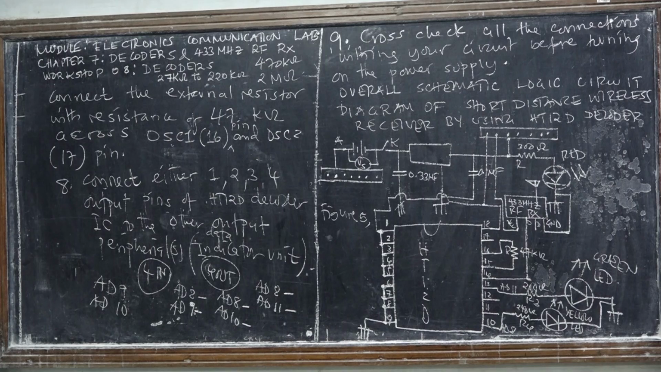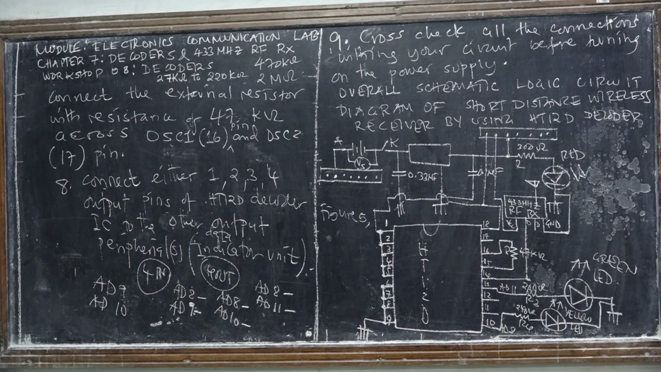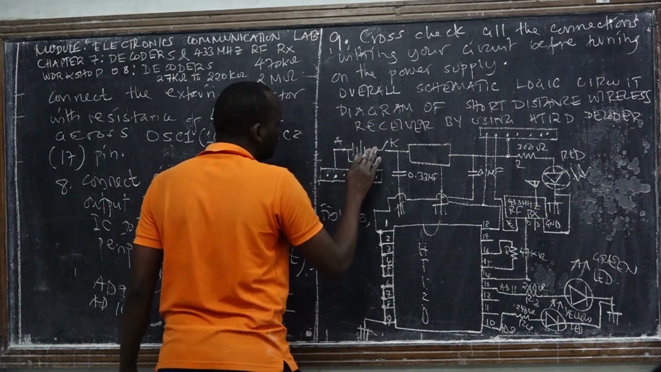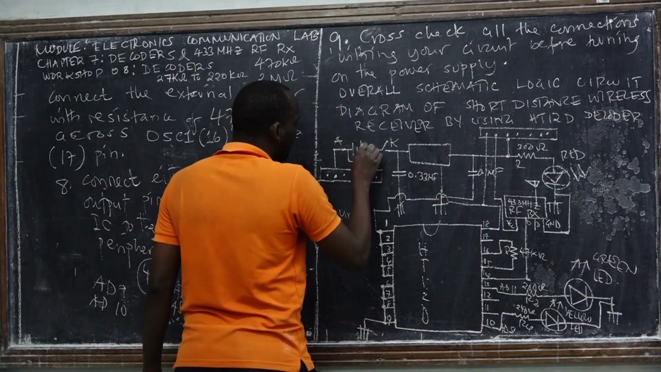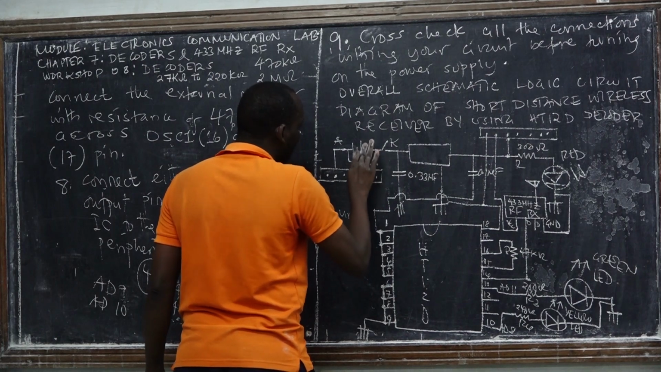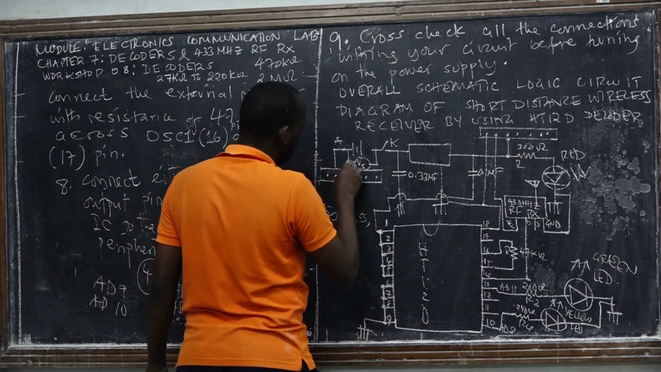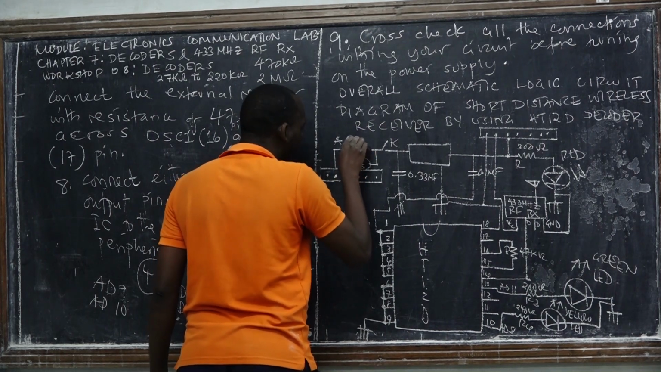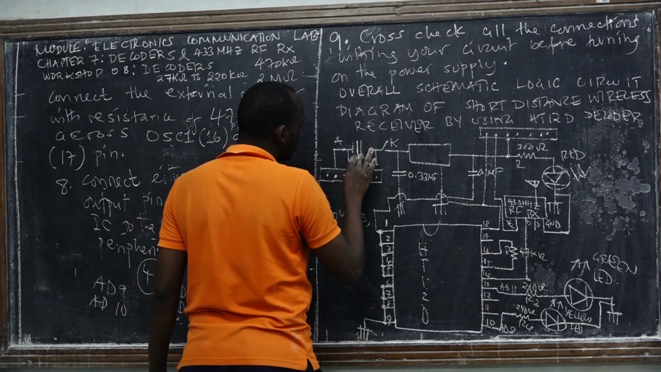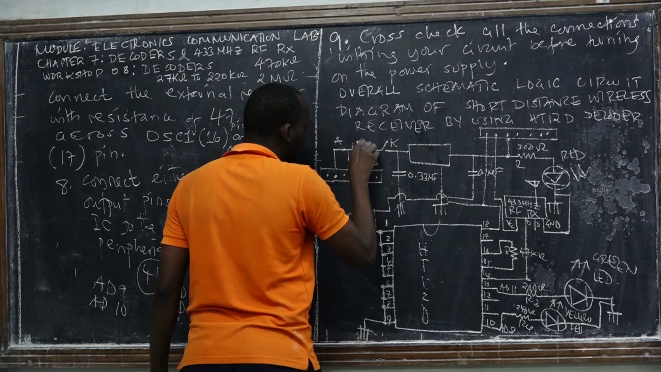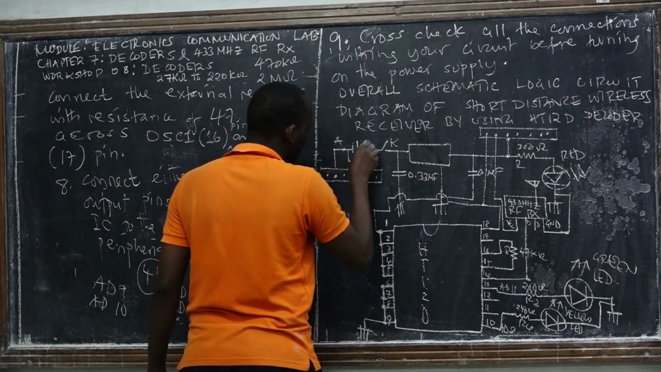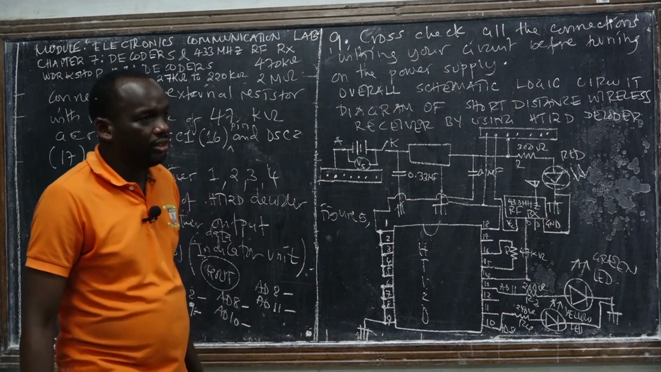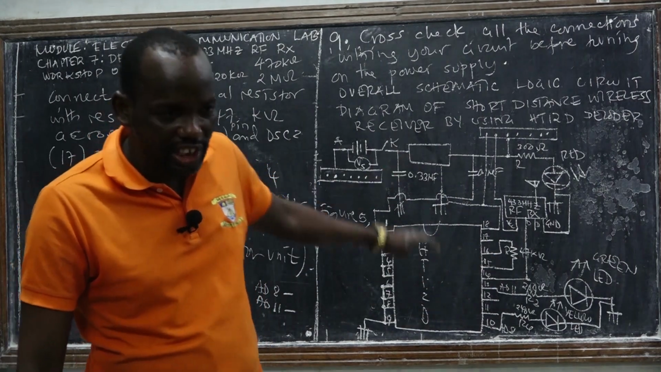Adam, you have a question? You're welcome. Yes. I made a mistake? Positive terminal, negative terminal. Thank you very much. Positive terminal. So I made a mistake here. I made a mistake. So this is the receiver unit itself.